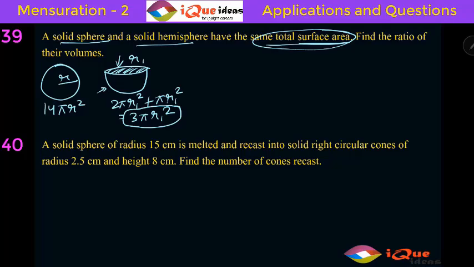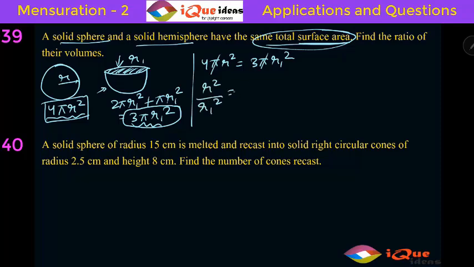Okay. And the total surface area of a sphere, we already know it is 4 pi r square. The radius of sphere we have taken as r, and the radius of hemisphere we have taken as r1. The question is saying that they have the same total surface area. That means this 4 pi r square should be equal to 3 pi r1 square. So what we have from here is that r square upon r1 square is equal to 4 by 3. So if you take the square root, you will get r upon r1 equal to 2 upon root 3. Right? So we have the ratio of their radii.